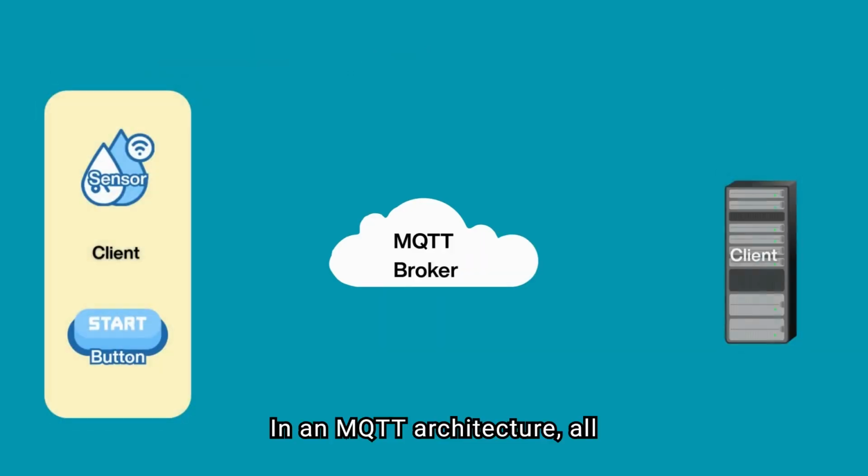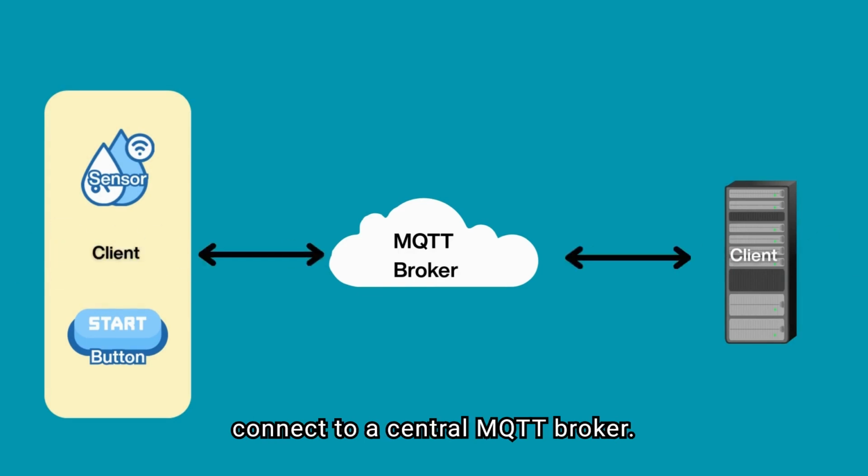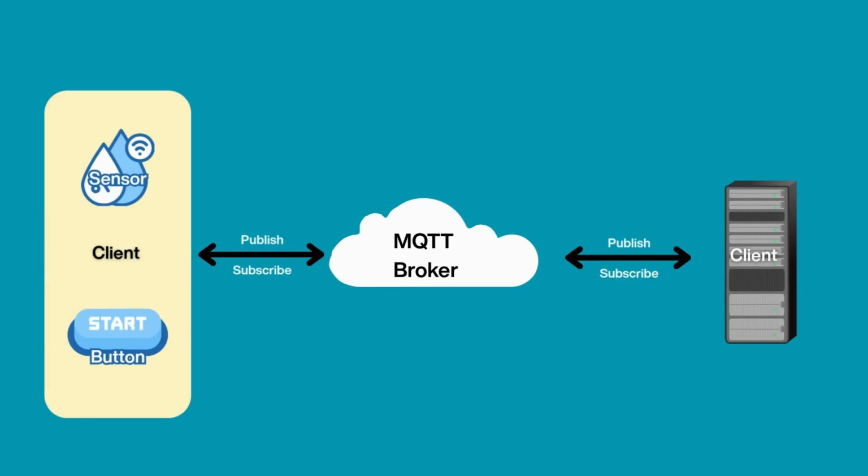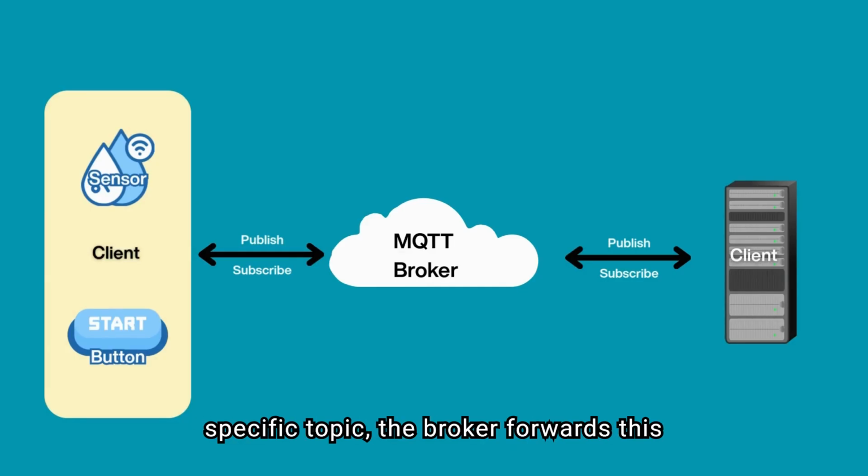In an MQTT architecture, all devices, which means the clients, will connect to a central MQTT broker. Clients can either publish messages or subscribe to topics to receive messages. When a client publishes a message to a specific topic, the broker forwards this message to all clients subscribed to that topic, enabling efficient communication.